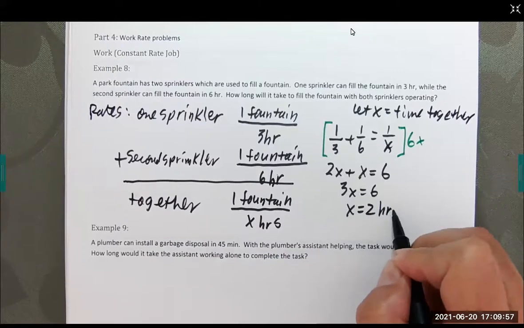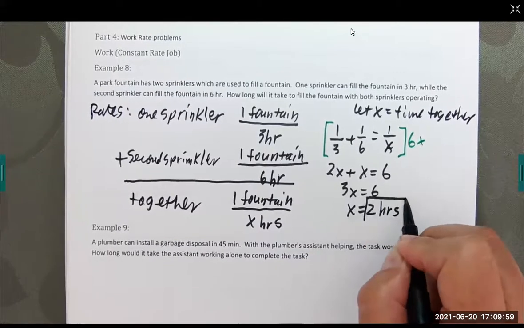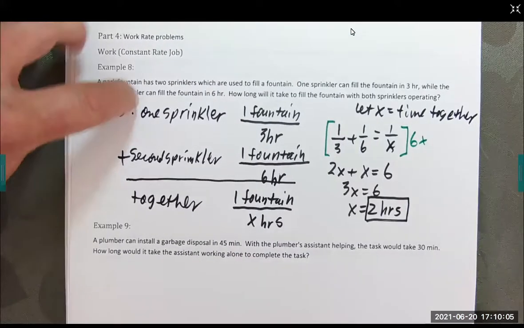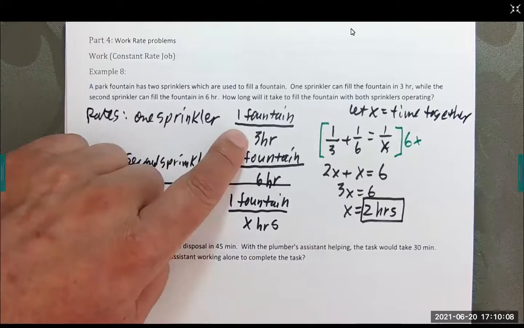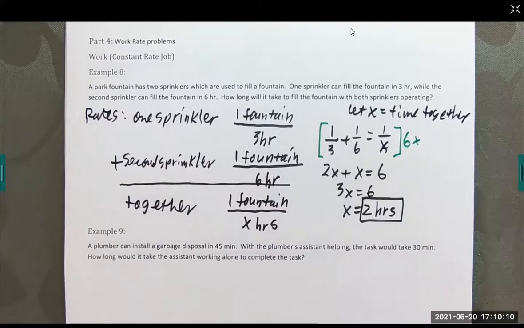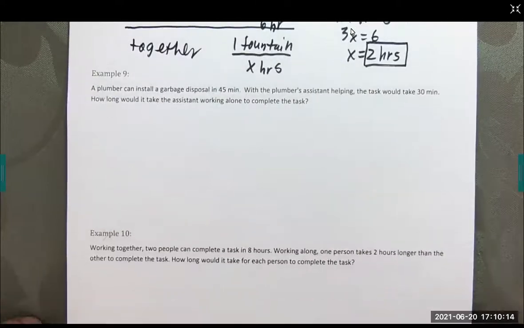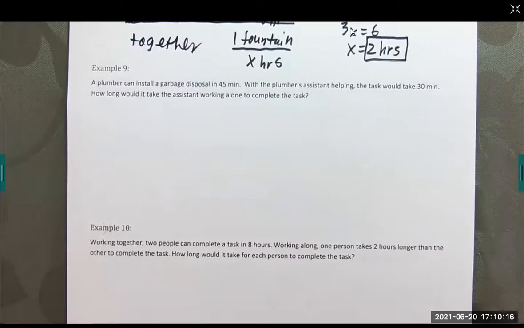Two hours. It stands to reason that it's going to be less time, because all by itself, this one takes only 3 hours. So it's got to be something less than 3 hours as an answer. And it is. The rest of our examples are going to follow a similar pattern. Some of them vary slightly.